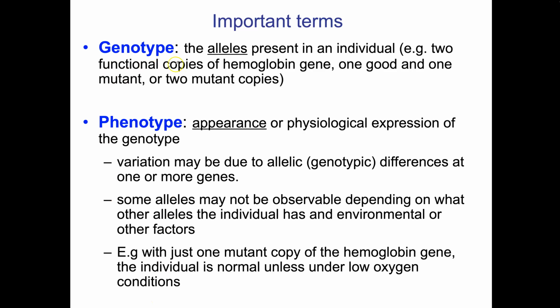Okay, so this brings us to two very important terms, genotype. A person's genotype, or a plant or a fly's genotype, is the alleles that are present. So in the case of the example, they could have two good copies of the hemoglobin gene. They have two of the same normal alleles. They could have one good and one mutant one, so they have two different alleles. Or they could have two same alleles that are both the mutant form, right?